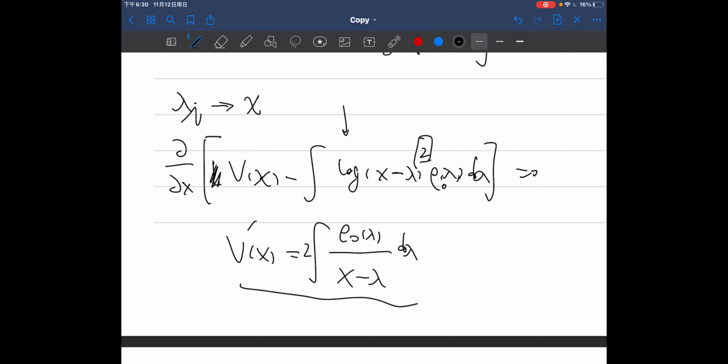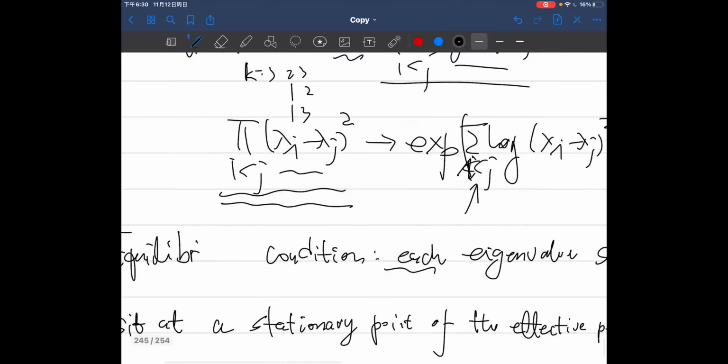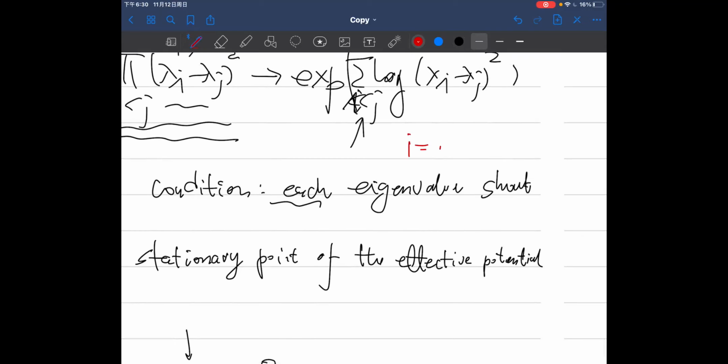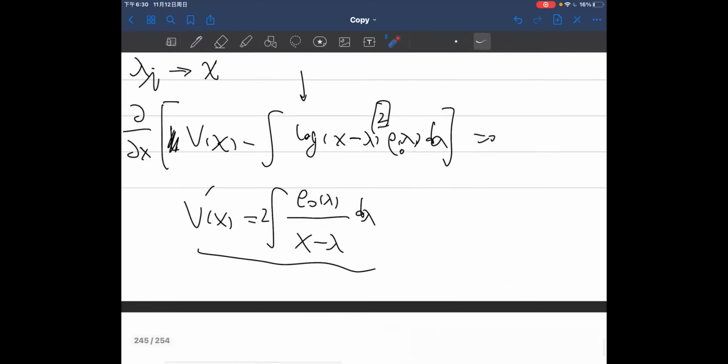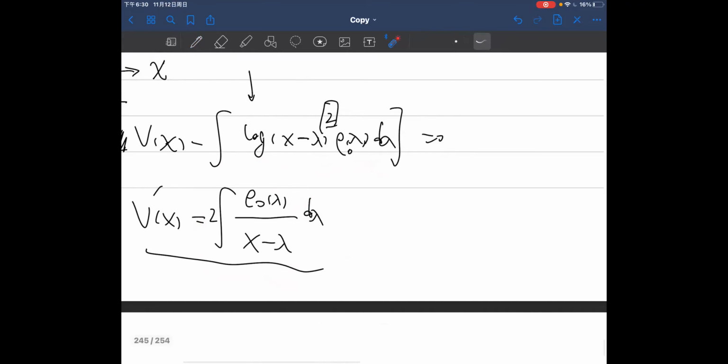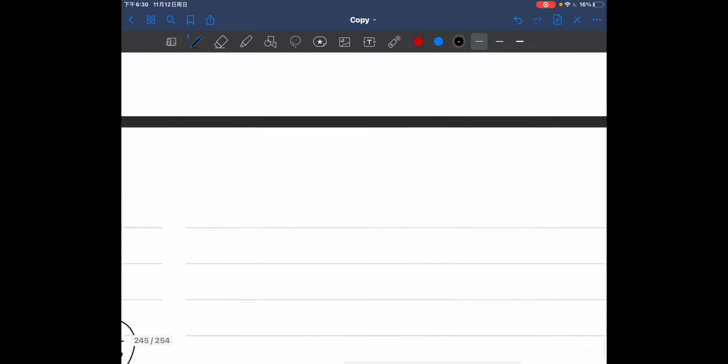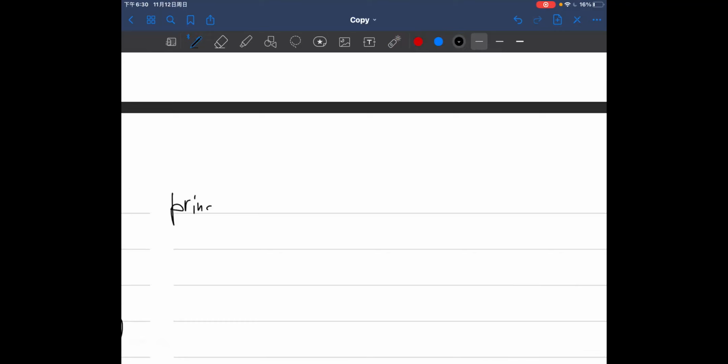Here is something we need to comment. That is, in the original discrete form, we require that I is not equal to j. Okay, this is quite important. So here, when we write this as an integral, we need to exclude the condition that x equals lambda. So this integral should be understood as the principal value prescription. I need to write it. It should be understood as principal value prescription.